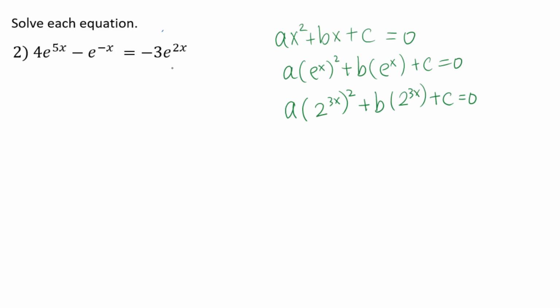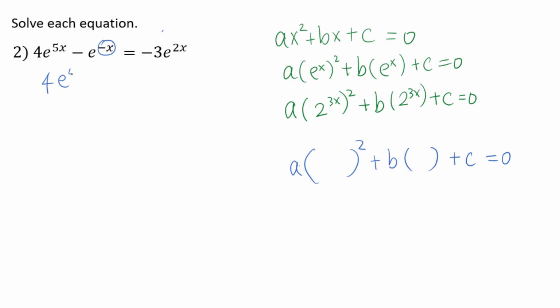So how to decide the equation is a quadratic pattern? First of all, it must be 3 terms and easily create a times something squared plus b times something, then plus c equals 0. For number 4, look at this, it is a negative exponent. We have to change all negative exponents into positive.